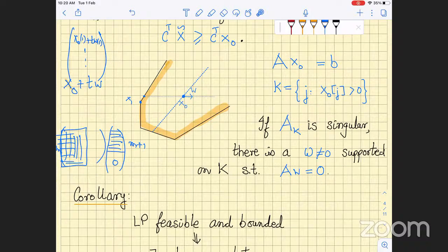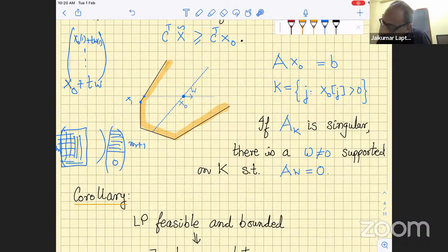Okay. So let me say that again. Maybe I should draw. Here the situation is, suppose the point was here. We do the same thing and we get a W. Then that W should be such that whether we add T times W or subtract T times W to the current position, it continues to be feasible. So W will be something like this.